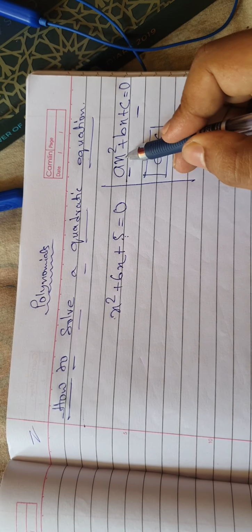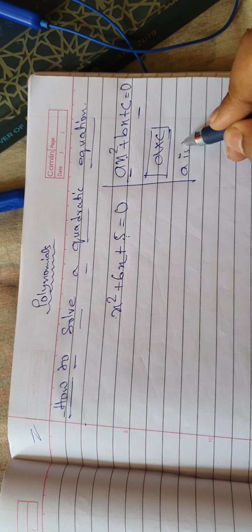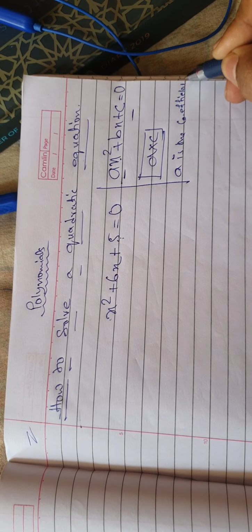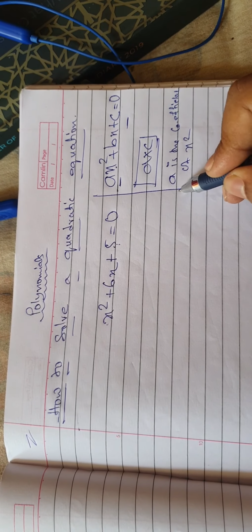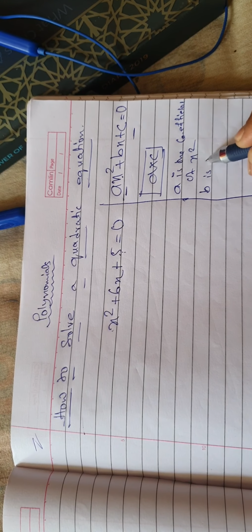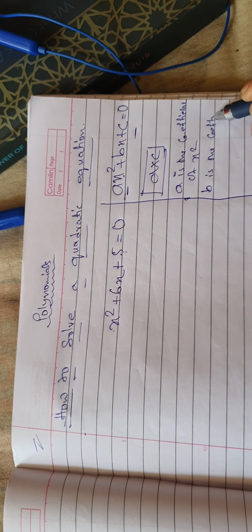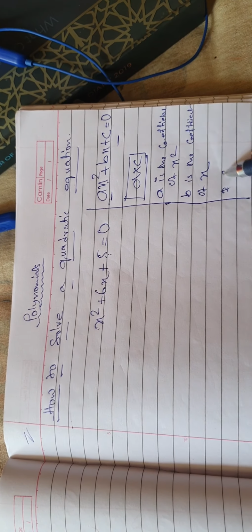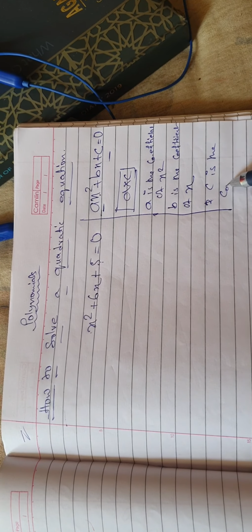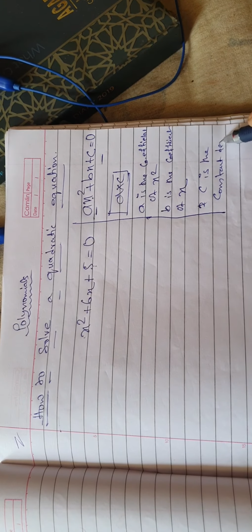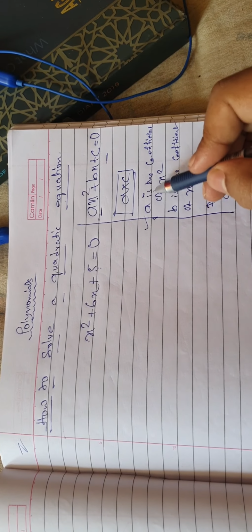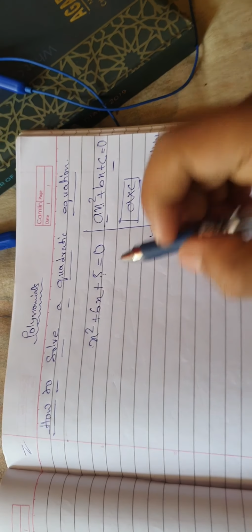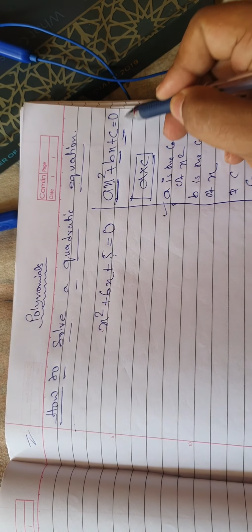Here a is the coefficient of x square, b is the coefficient of x and c is the constant term. So ax square plus bx plus c equals to 0.